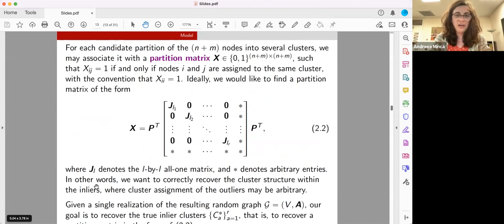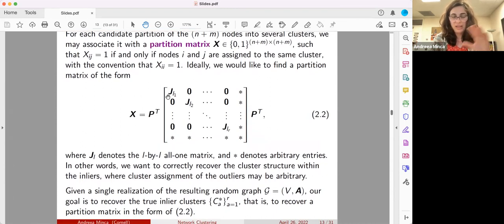So basically, for each candidate partition of the nodes, we can associate it, of course, with the partition matrix. And the detail is that X_ij is going to be equal to 1 if and only if the nodes i and j are assigned to the same cluster. So here, if I put an all-ones matrix that says, okay, all nodes in the first cluster are connected to each other, this will correspond to the first cluster, and the second block is going to correspond to the second cluster, and this is again an all-ones matrix, and so on. And here, these arbitrary entries will correspond to the outliers.